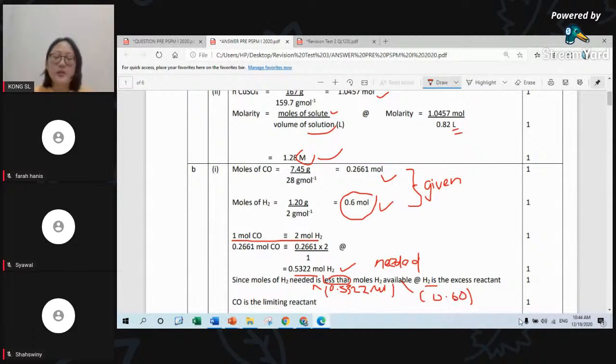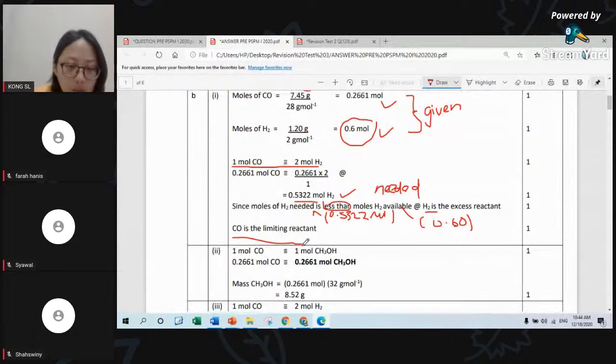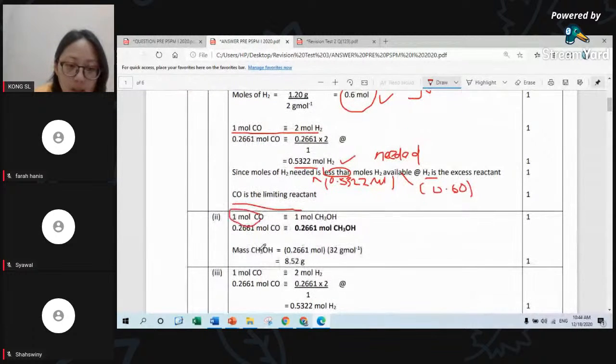Okay, so 0.6. So hydrogen is the excess reactant. Automatically, carbon monoxide is the limiting reactant. Okay, after that, you keep on have to compare with the limiting reactant. Soalan yang seterusnya yang kira tu semua mesti guna limiting reactant.